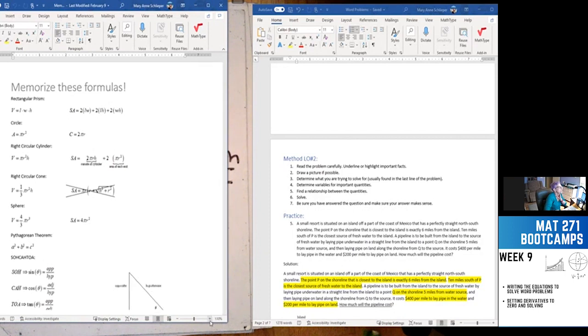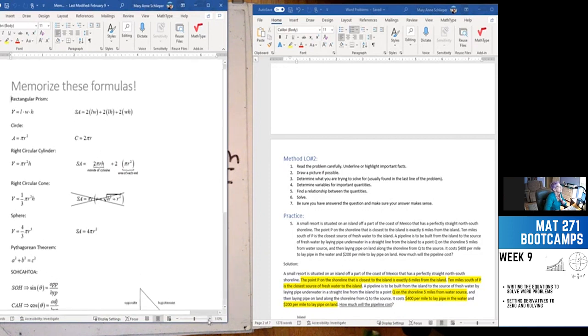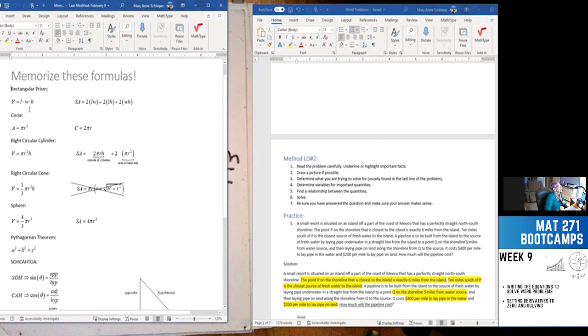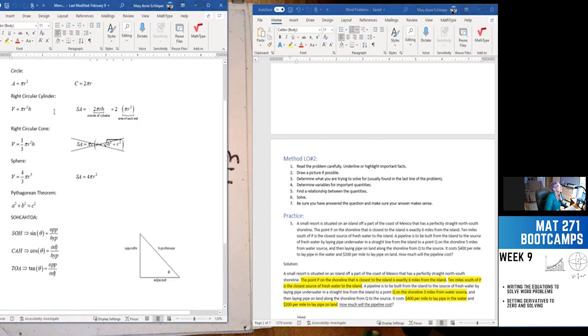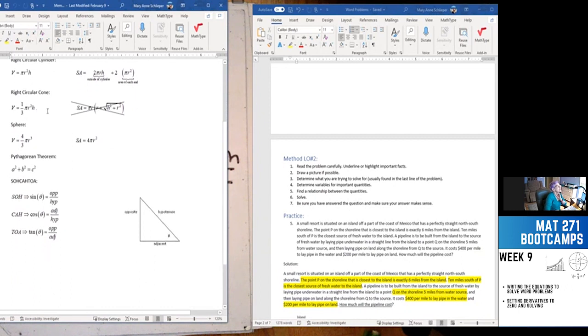So a lot of these you probably already know. Rectangular prism, circle, right circular cylinder. We do expect you to know the volume of a right circular cone, but I don't really expect you to know the surface area of a right circular cone because that one's pretty complicated. A sphere, and then these were just some other things that are important to know, the Pythagorean theorem and SOHCAHTOA.